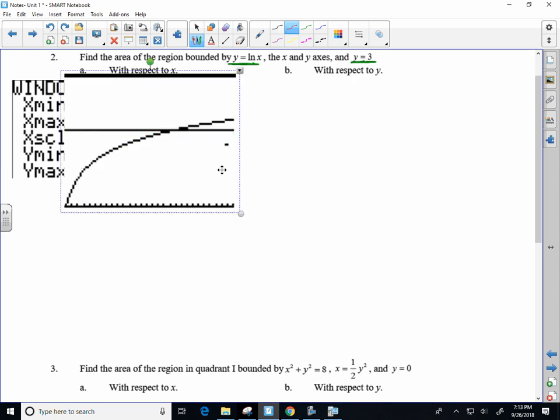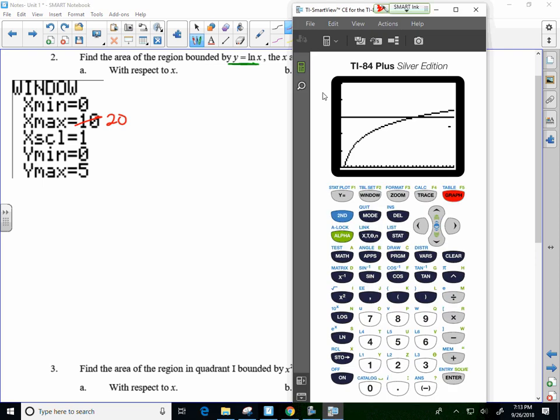I got some extra, I'm going to redo that snip. I got some extra fluff here that I don't want.